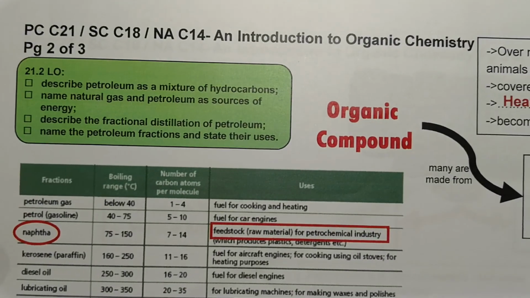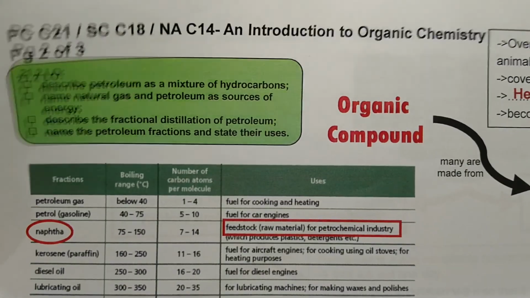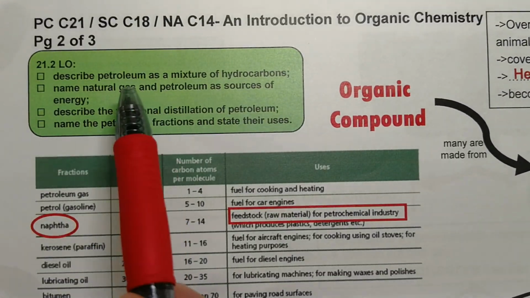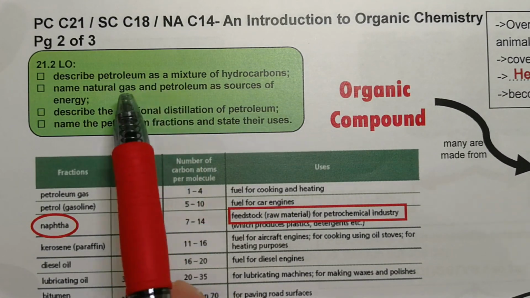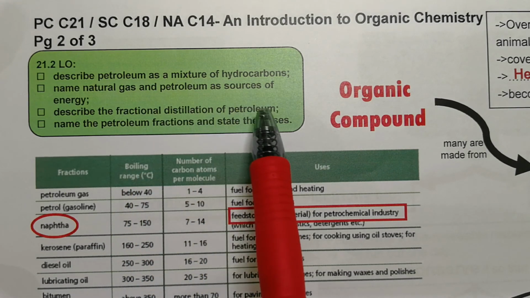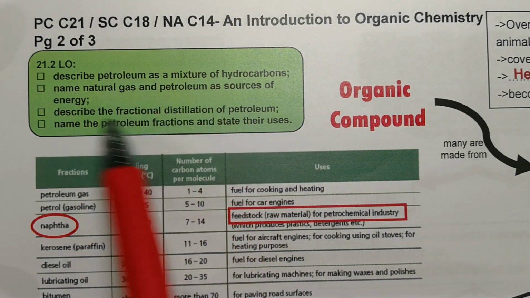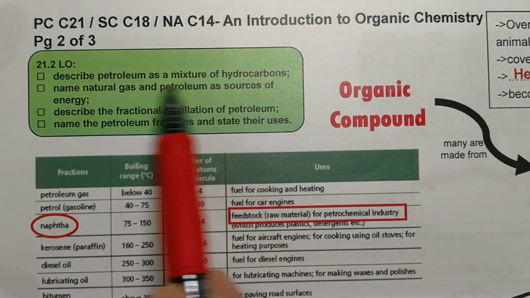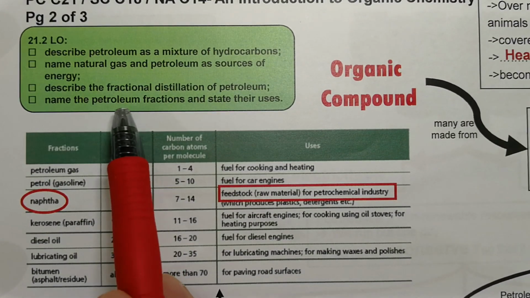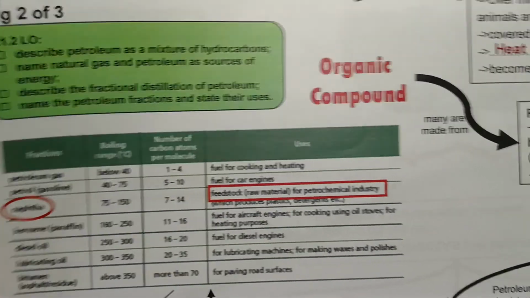Okay, the second part, part 2 of this chapter. Let's look at the learning objectives first. We look at petroleum, natural gas, as well as separating the petroleum into its different fractions by using fractional distillation. We need to look at how fractional distillation is done to the petroleum, and also we need to name the petroleum fractions and state their uses.